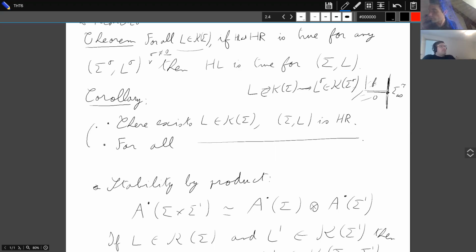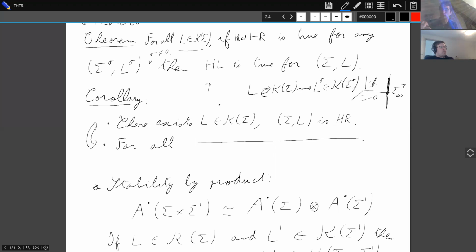Now both things are equivalent. If there exists an ample element for which we have Hodge-Riemann, then we have Hodge-Riemann for all the ample elements. So this is more or less a consequence of this. Okay, maybe it's a bit complicated to explain.